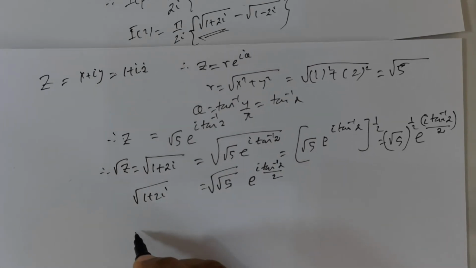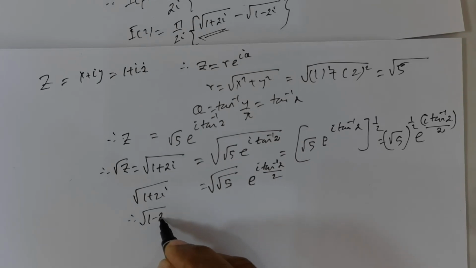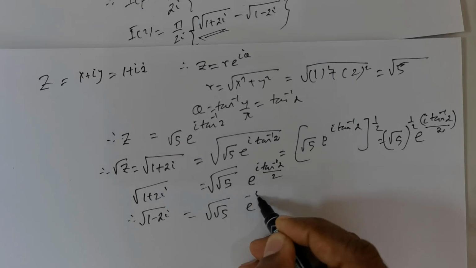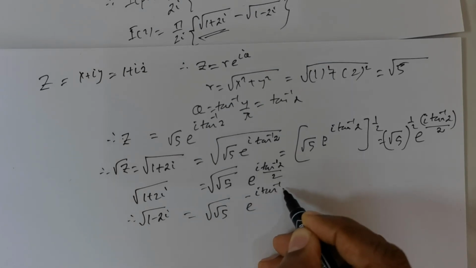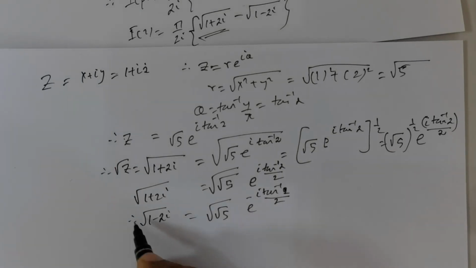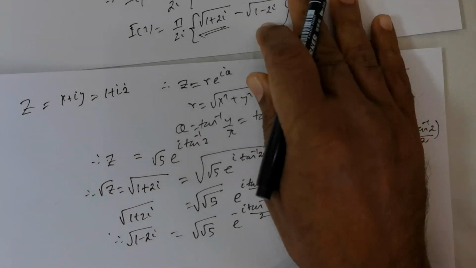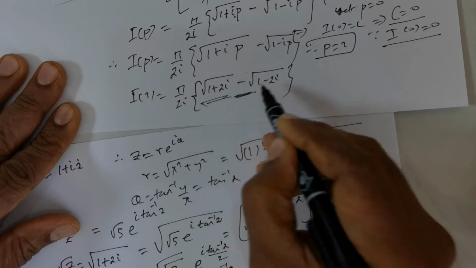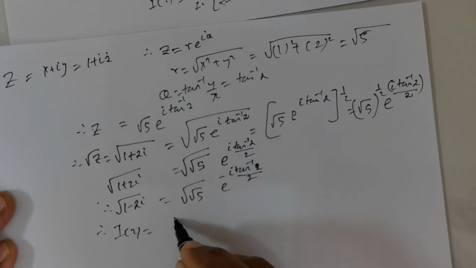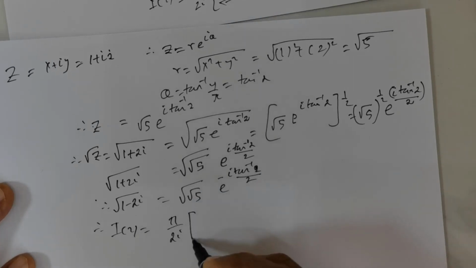So coming to the other part, what would be the other part? Therefore root of 1 negative 2i is going to be root of 5 e raised to the power of negative I times tan inverse of 2 over 2. So this is what you got. You have to add these two things. I think it's subtraction, right? You subtract here. So therefore I of 2 is equal to pi over 2 times I.